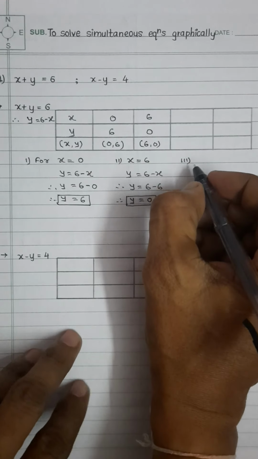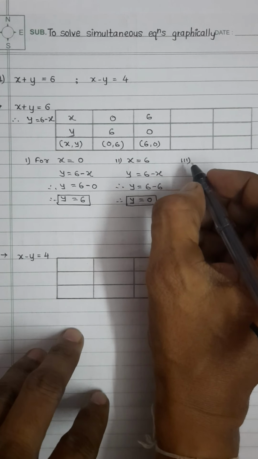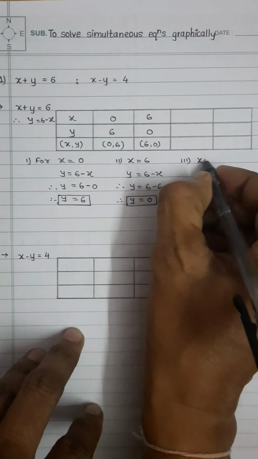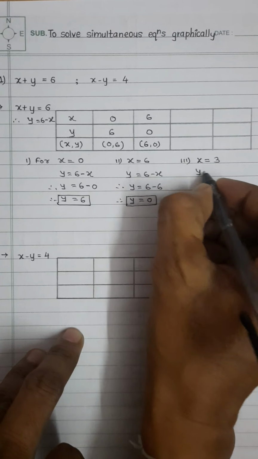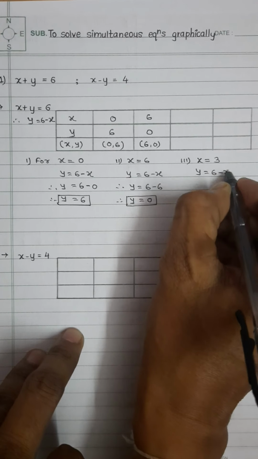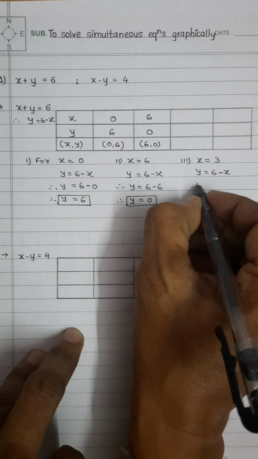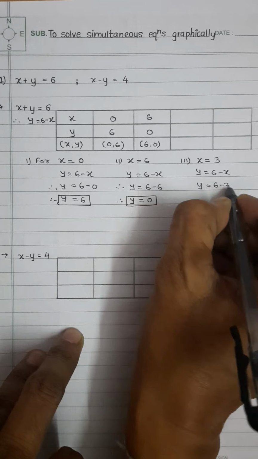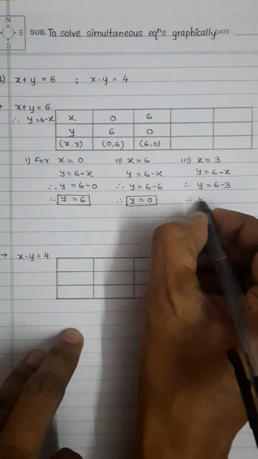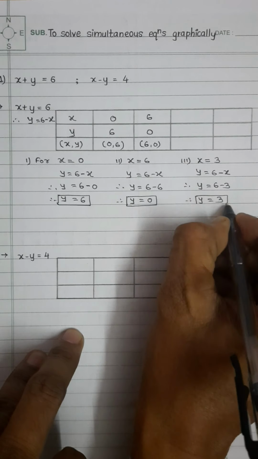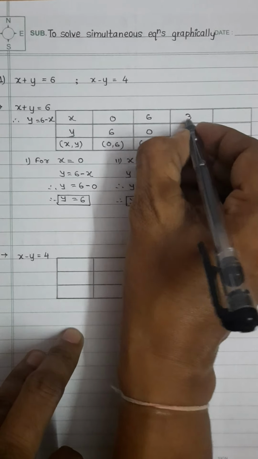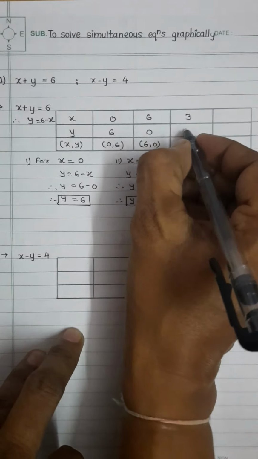Then we take the third value. Suppose we take x is equal to 3. Therefore, y is equal to 6 minus x, so y is equal to 6 minus 3, which is 3. Therefore, when x is equal to 3, y is also 3. Therefore, the ordered pair is 3, 3.